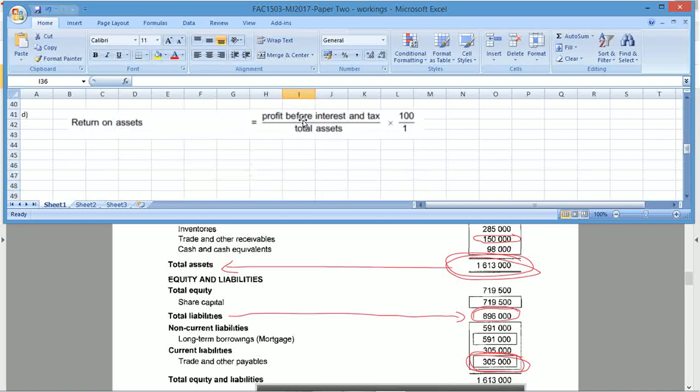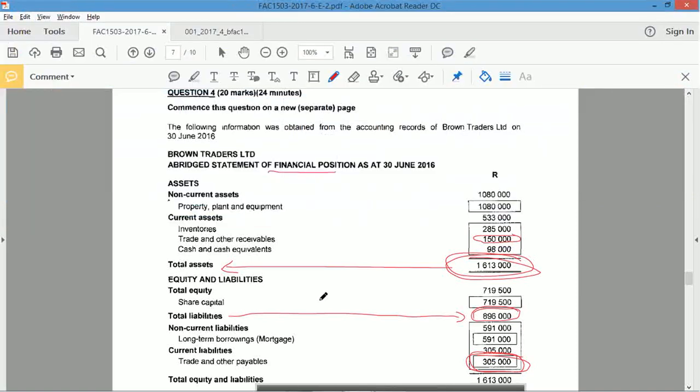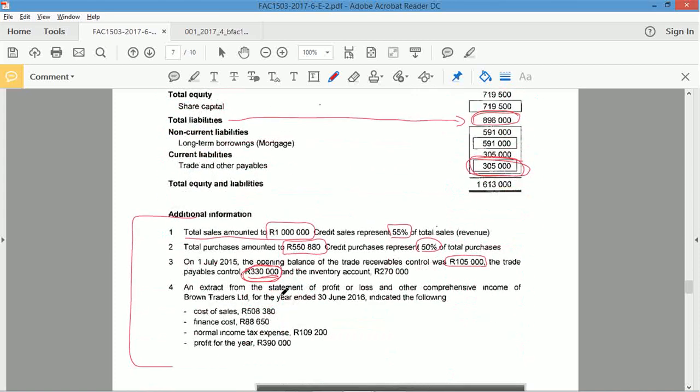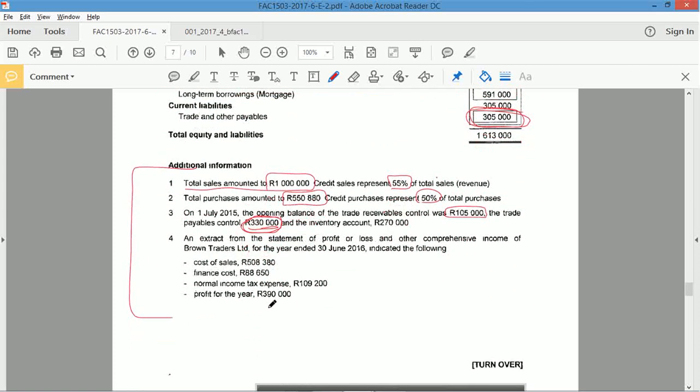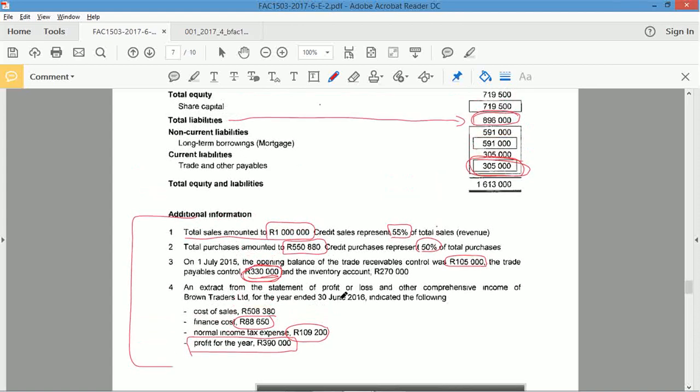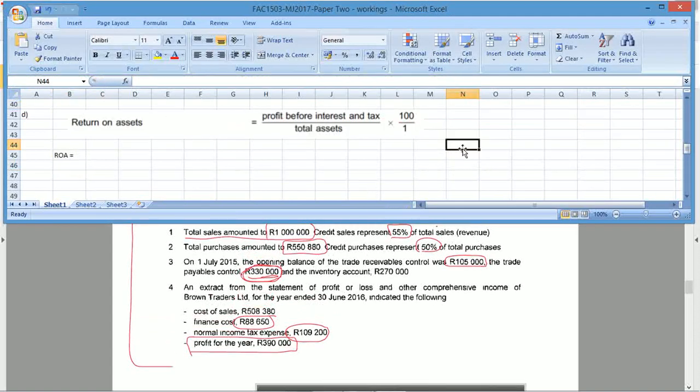Return on assets: profit before interest and tax over total assets. ROA equals, I need my profit before interest and tax. I know what my total assets are, there it is. I just need the profit before interest and tax. Where do I have that? There it is, profit for the year. Then you've got the tax, and then you've got the interest. So we need to do a calculation for this. How do you work this out?